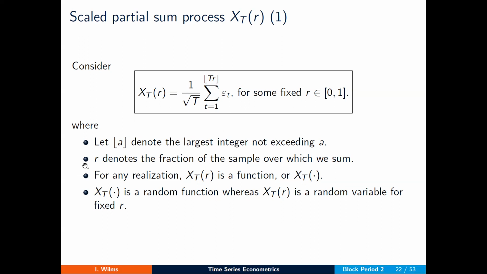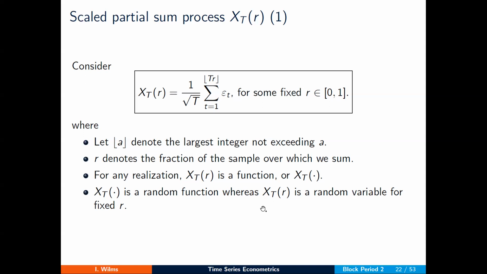Now, for any realization, our scaled partial sum process is a function. You can view it as a function of varying r, as denoted over here by XT dot. So you can view this as a random function since r can vary. But of course, for a given r, it's a random variable built up of these IID error terms, the epsilons.